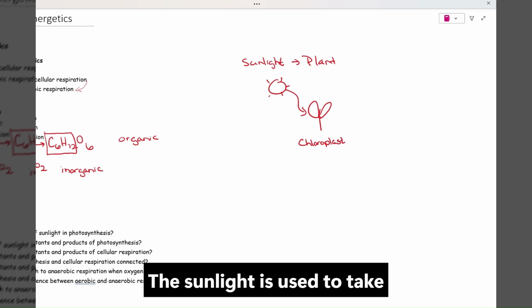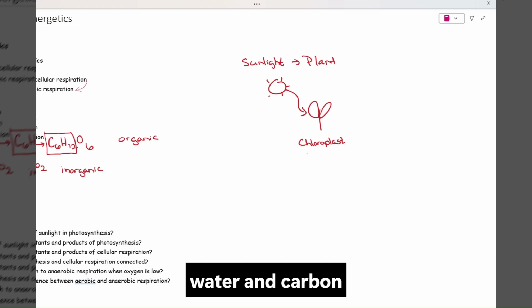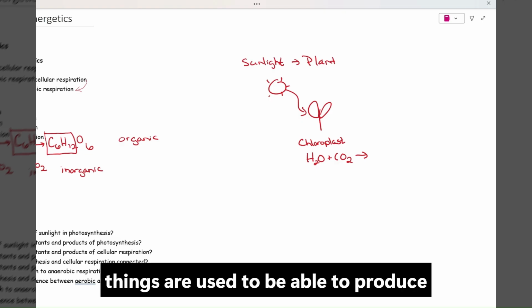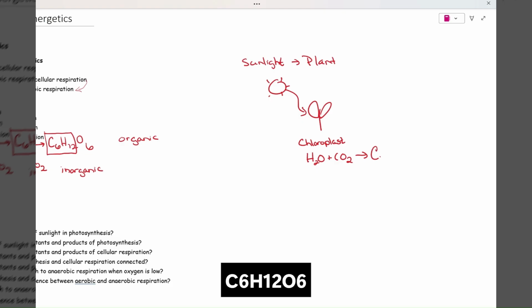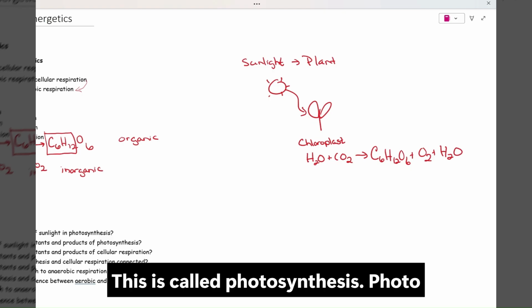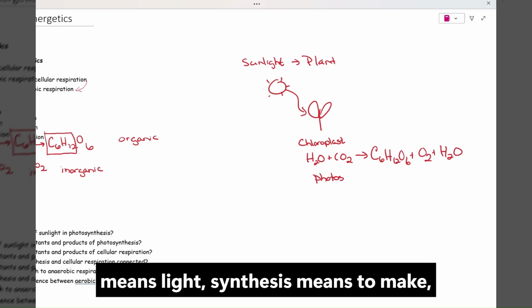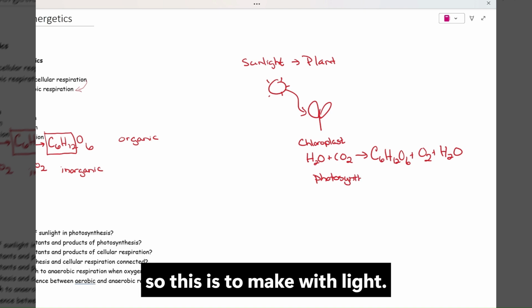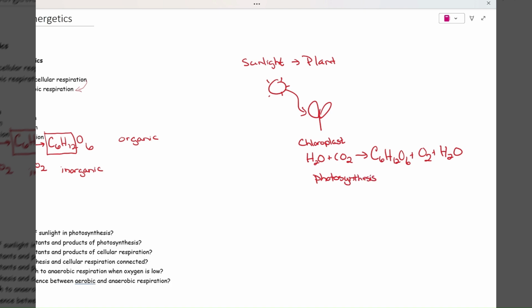The sunlight is used to take water and carbon dioxide, and those things are used to produce C6H12O6, oxygen, and more water. This is called photosynthesis. Photo means light, synthesis means to make, so this is to make with light.